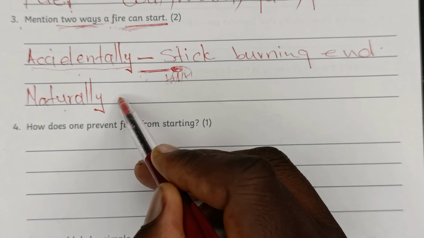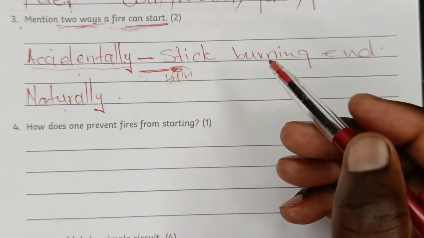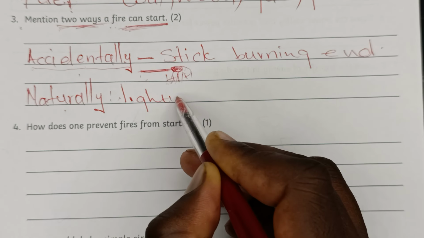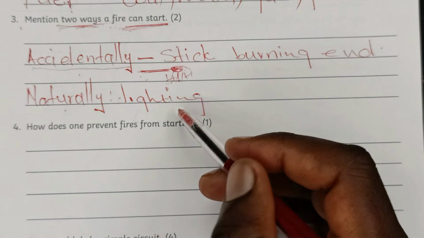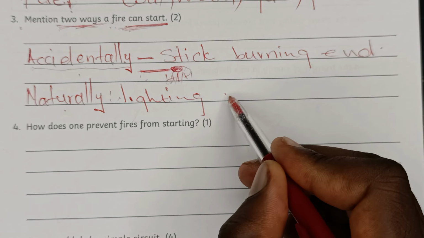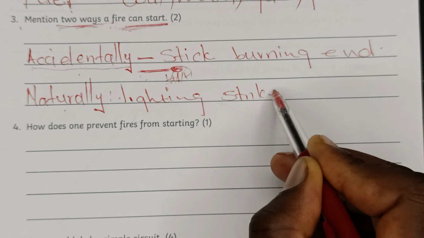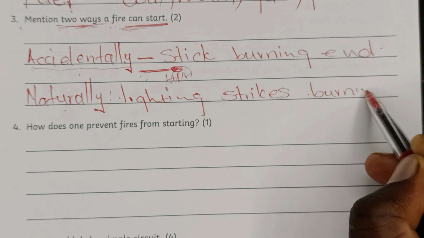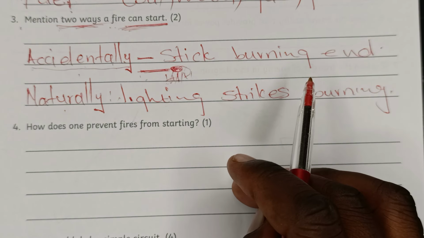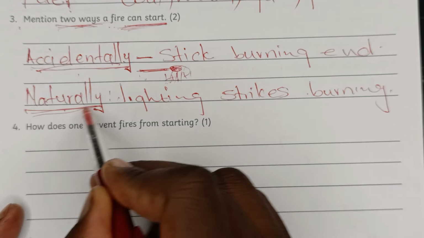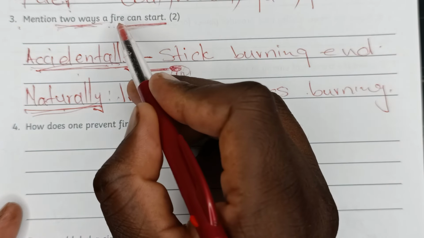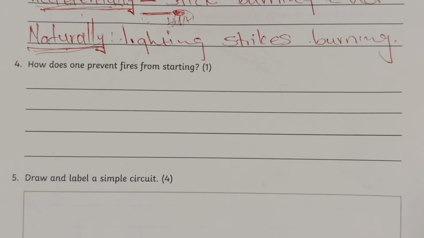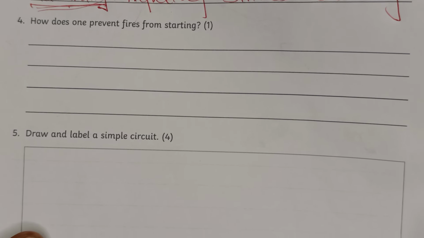So the second one is naturally. Natural, it can be lightning. Naturally, lightning strikes a house and that house starts burning. So that is a fire that has been started. These are two ways that a fire can start. All right, let's move to question number 4.